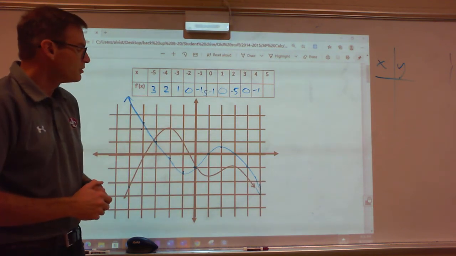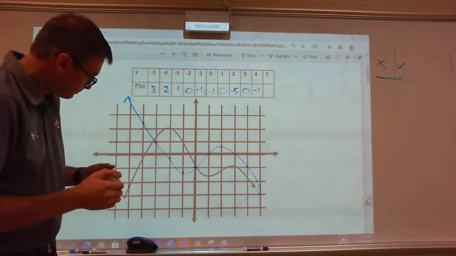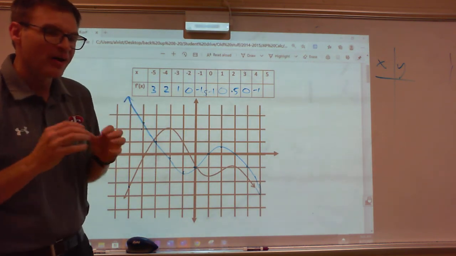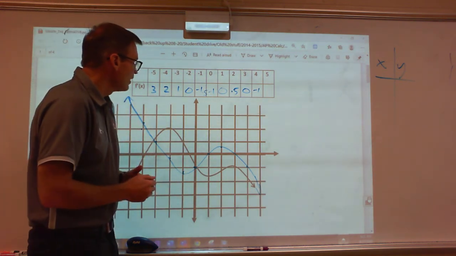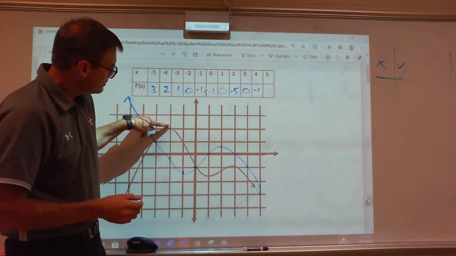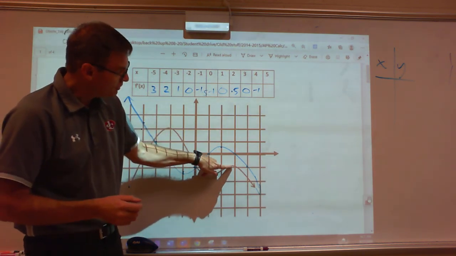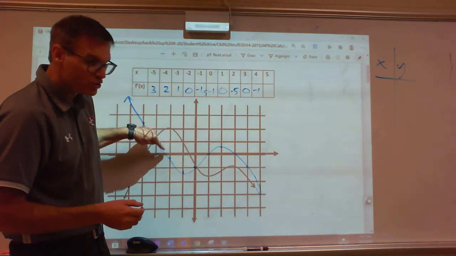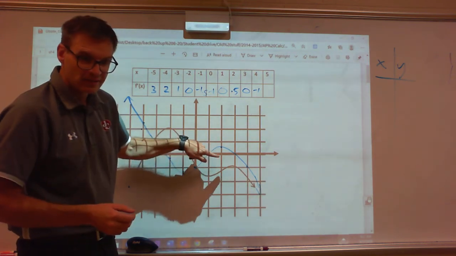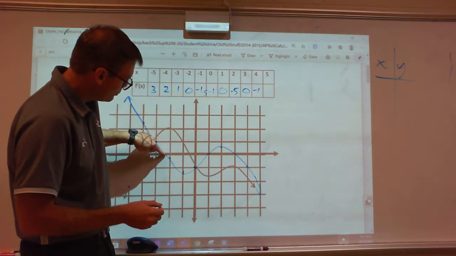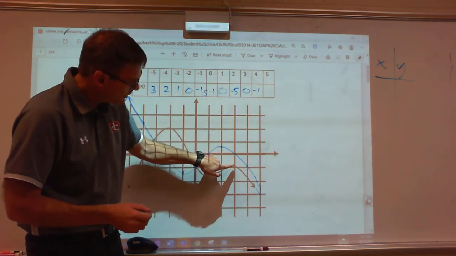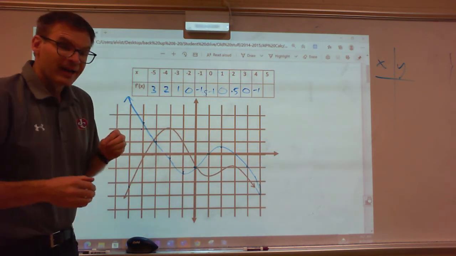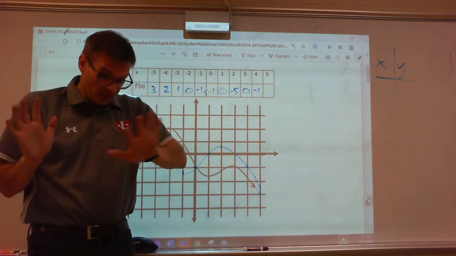There are a couple of things you want to look for in finding what the graph of the derivative is. Flat spots on the function translate to zeros on the x-axis, right? See how that's a flat spot, there's a 0, there's a flat spot, there's a 0, there's a flat spot, there's a 0. All right, and we're going to go over this a bit.